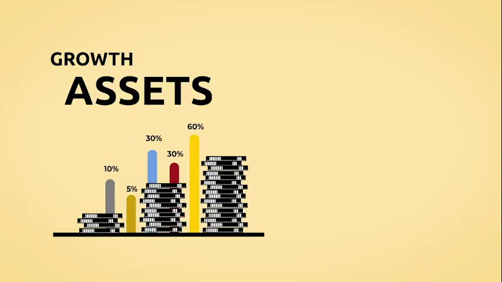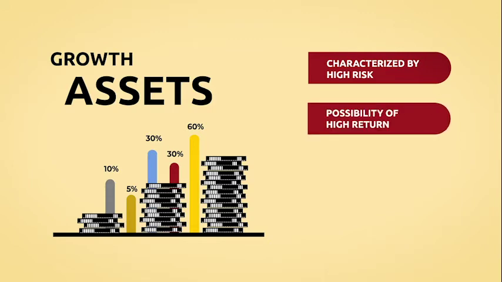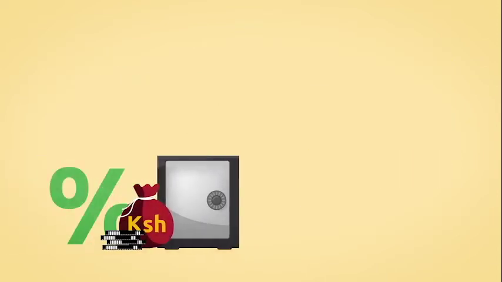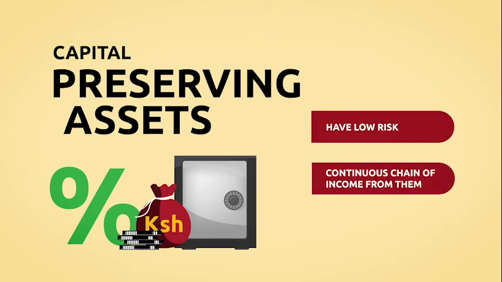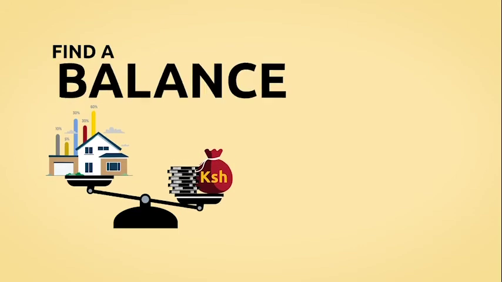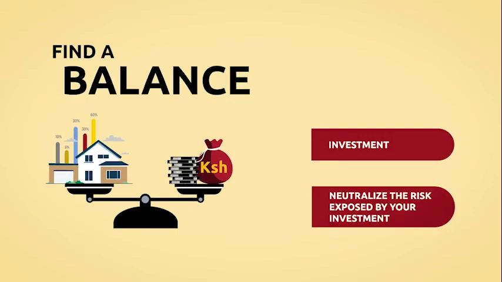So growth assets are characterized by high risk, but at the same time there's possibility of high return. They run between the medium term and the long term. And then capital preserving assets have low risk. You earn a continuous stream of income from them, and they mostly run in the short term. Then the next thing you need to do is to find a balance between your investments so that you neutralize the risk exposed by your investment.